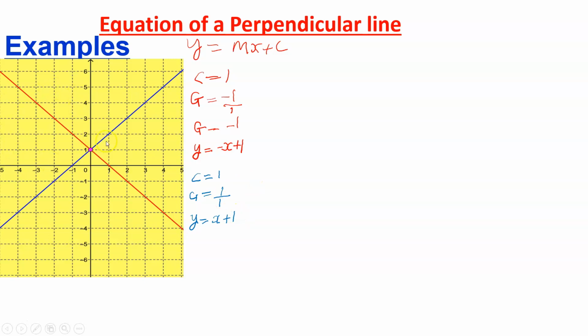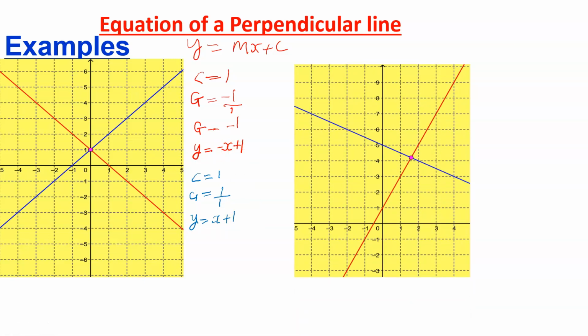Now, if you look at those two lines, they make an angle of 90 degrees. Because look, this is half of 90 degrees, and this is the other half. 45 and 45 make 90 degrees. So we found that the first one has minus x plus 1 and the other x plus 1. Let's take another pair, and then we analyze what we got.